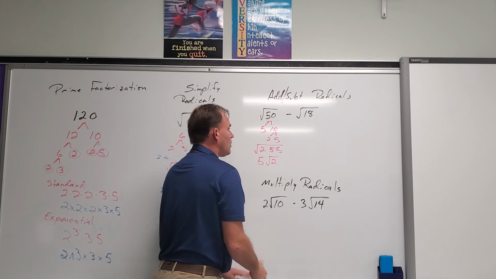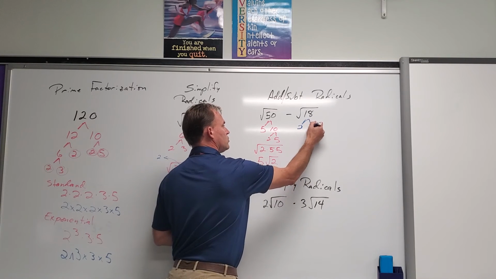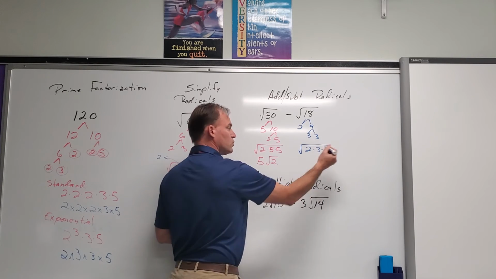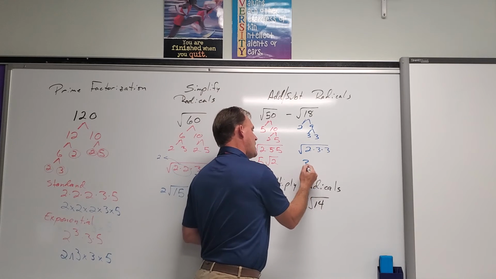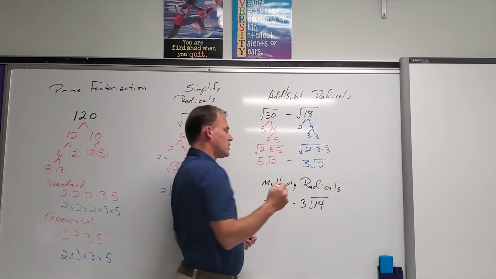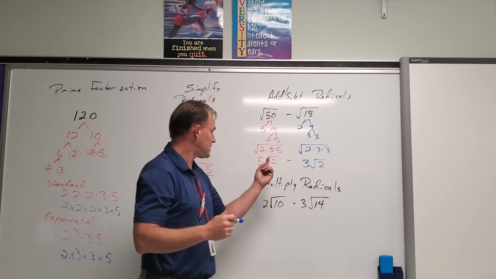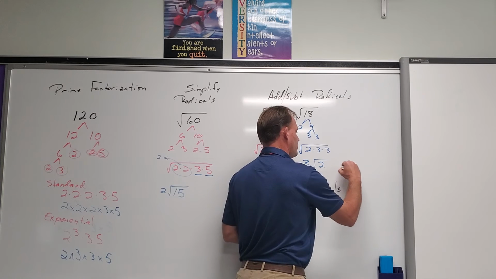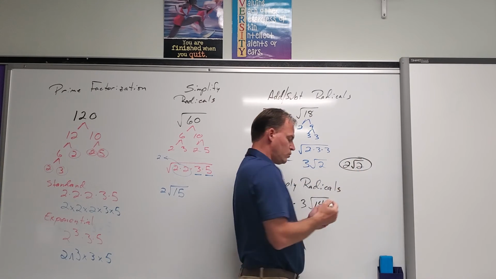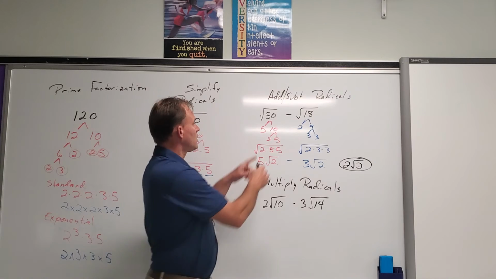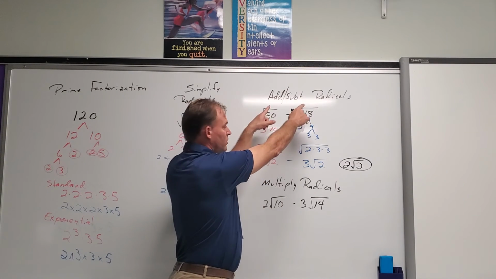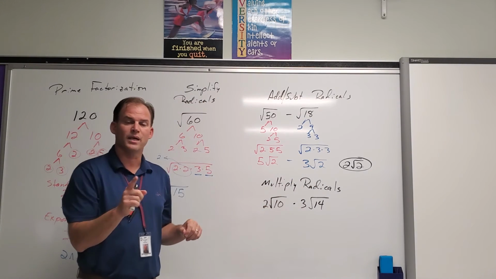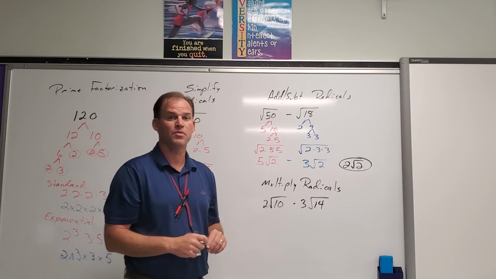18 is 2 times 9, 2 times 3 times 3. Take the 3's out. 3 root 2. Now I can subtract because now the number in the radical is the same. I do the subtraction and I come up with 2 root 2. So check to see if the radicals can break down. If they can, do it. Then combine like terms. You can add and subtract if the number inside the radical is the same thing.